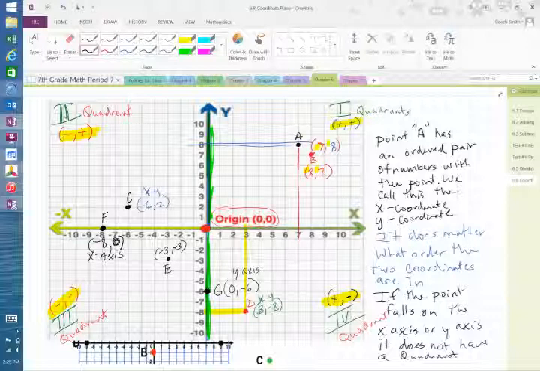Yes, Kennedy. You're going to have to do quite a few things. I'm going to explain it here in a second. But yes, you will have to be able to plot it and tell what quadrant it's in. You will need to be able to find the coordinates and then tell what quadrant it falls in.